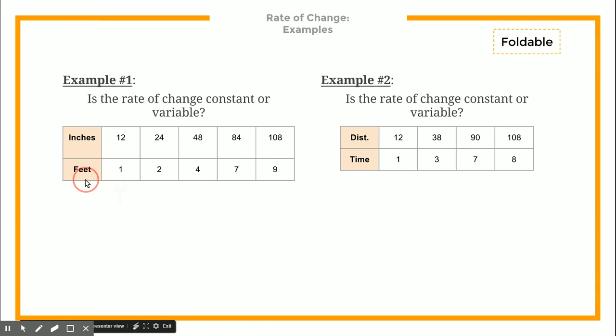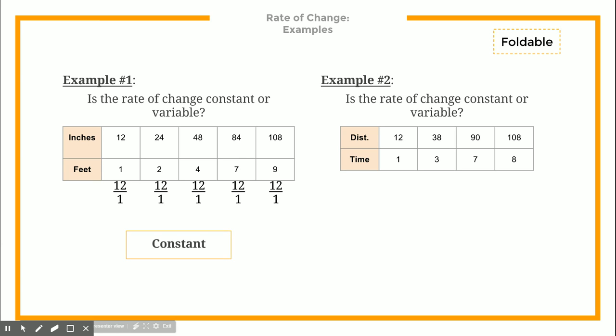fractions out of these. So if I look at this first one, that makes 12 over 1. Well, on this one, this is going to become 24 over 2, which reduces to 12 over 1. 48 over 4, which reduces to 12 over 1. And so on and so forth. As you can see, this is constant. This is the same number, so this tells us that this is a constant rate of change.